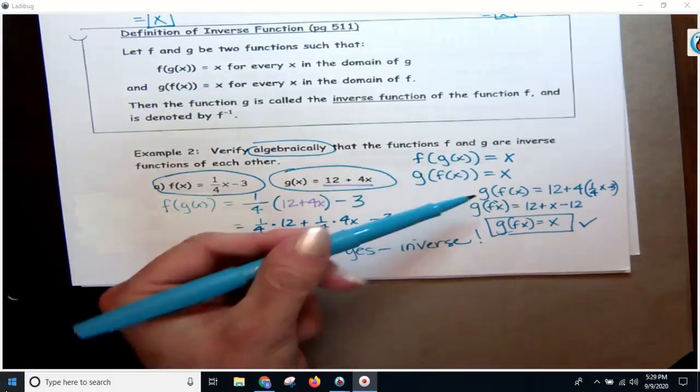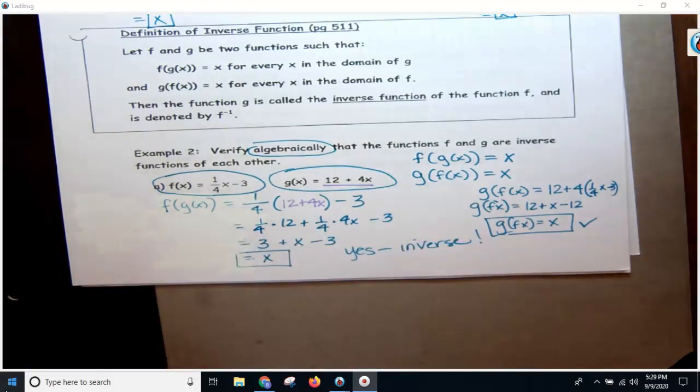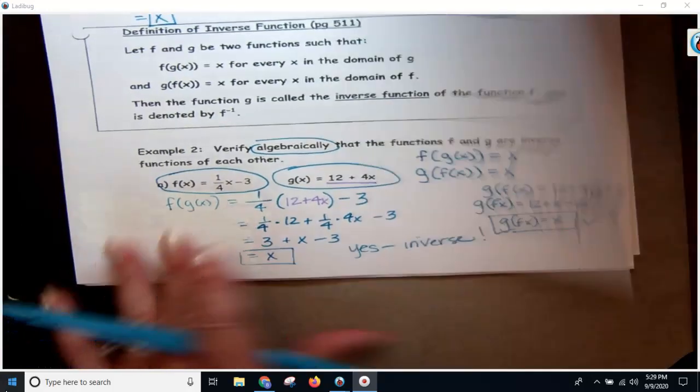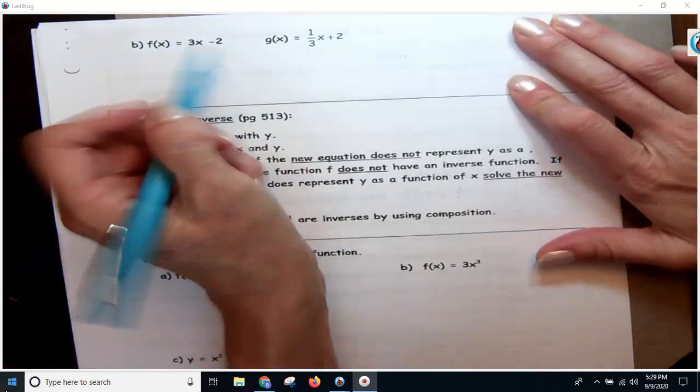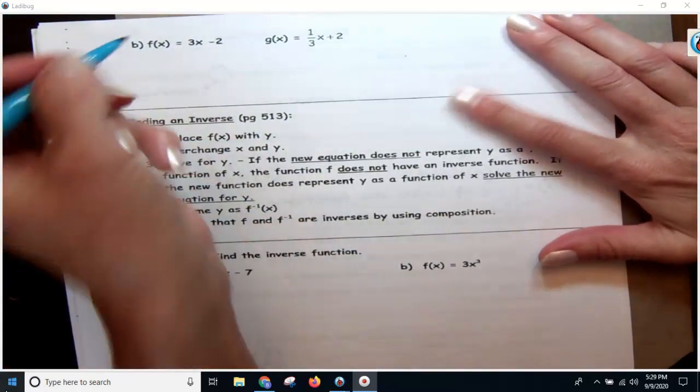And as you can see, when you work it out, it does. All right, moving on. So here is another. Let's see if these are inverses of each other. They look pretty close. Let's just double check.